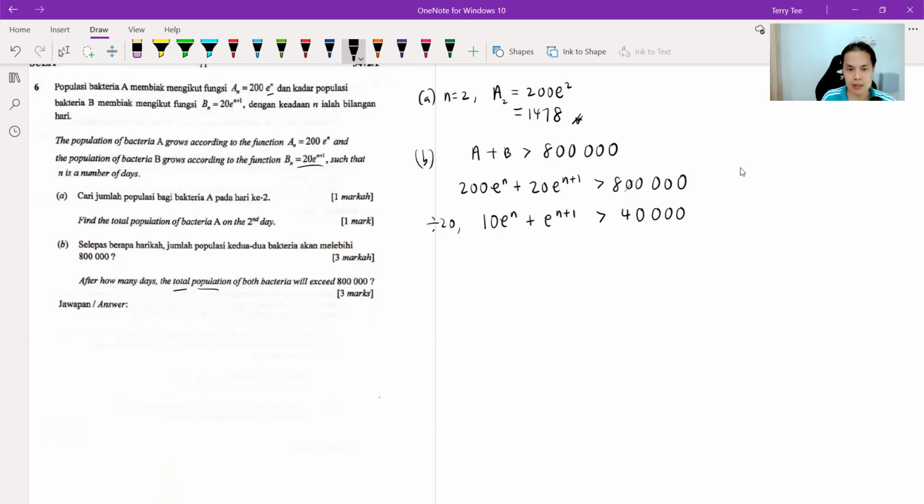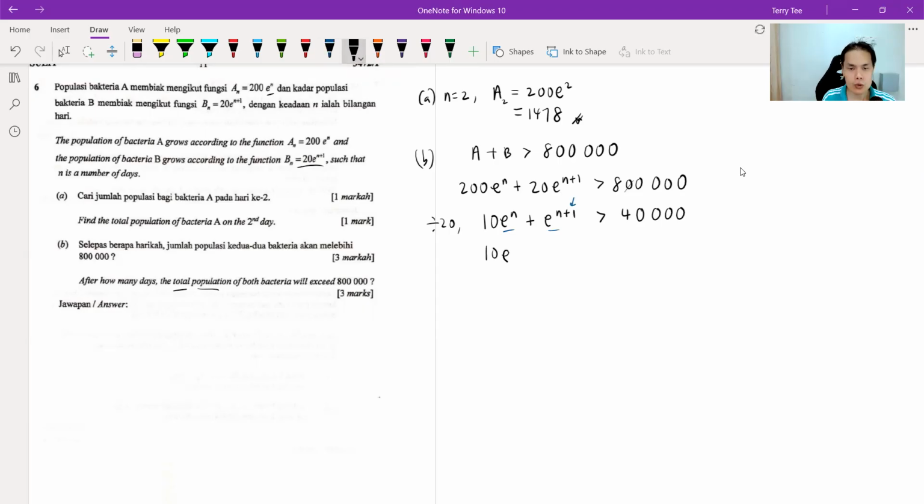Just basically cancel 10. Take 8 divided by 2, you get 4. Now, the thing is I need to solve for n. But the problem is I have e^n here, and I got another e^(n+1) that is linked together, put together. So I need to separate them. I need to separate this out.